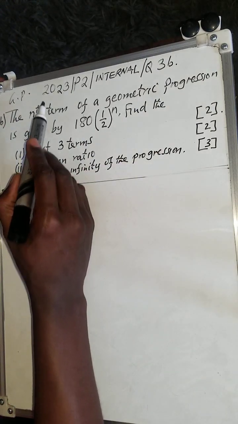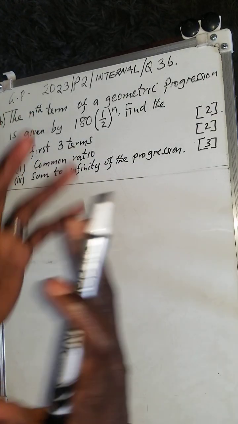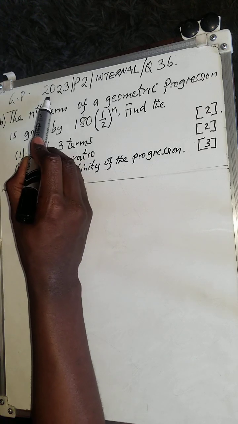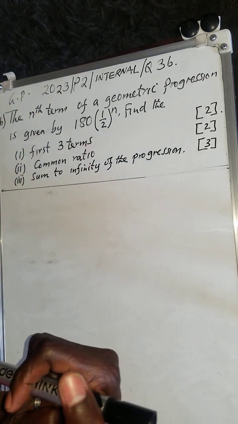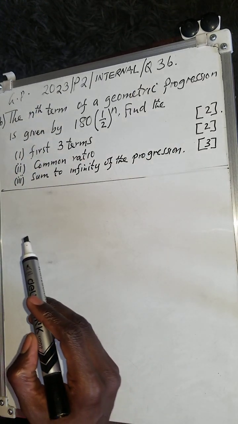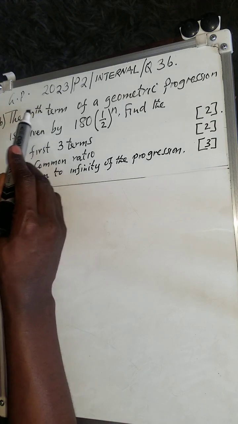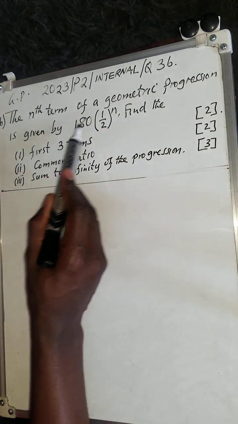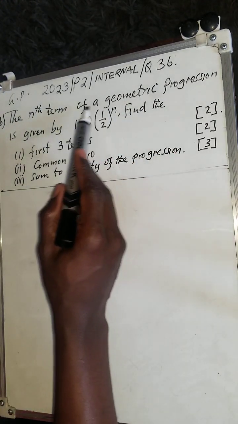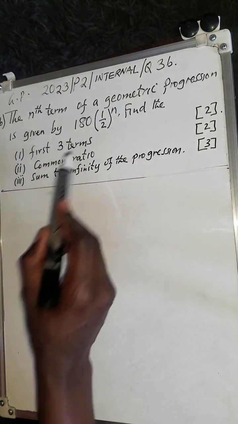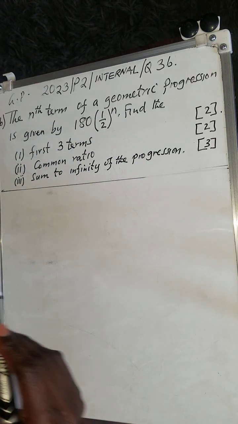We still continue looking at geometric progression sample questions that have come. I'm looking at the 2023 paper 2 internal question number 3b. This question says that the nth term of a geometric progression is given by that. Find the first three terms. So how do you go about it?